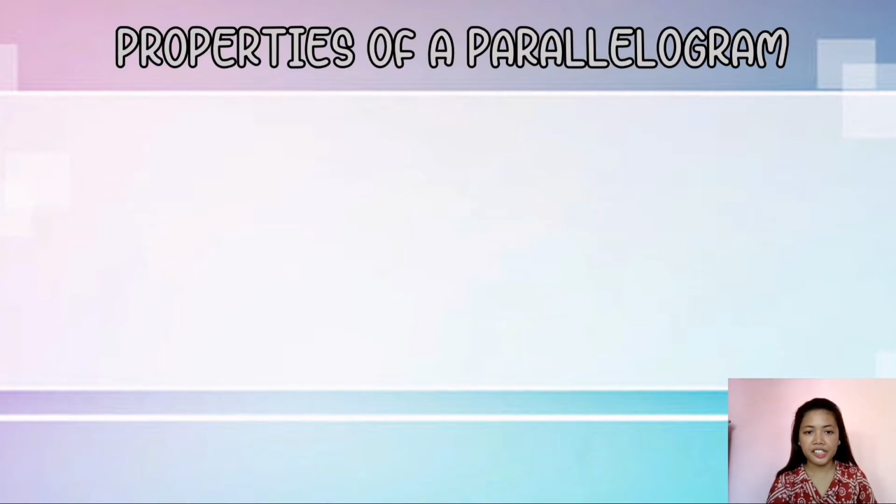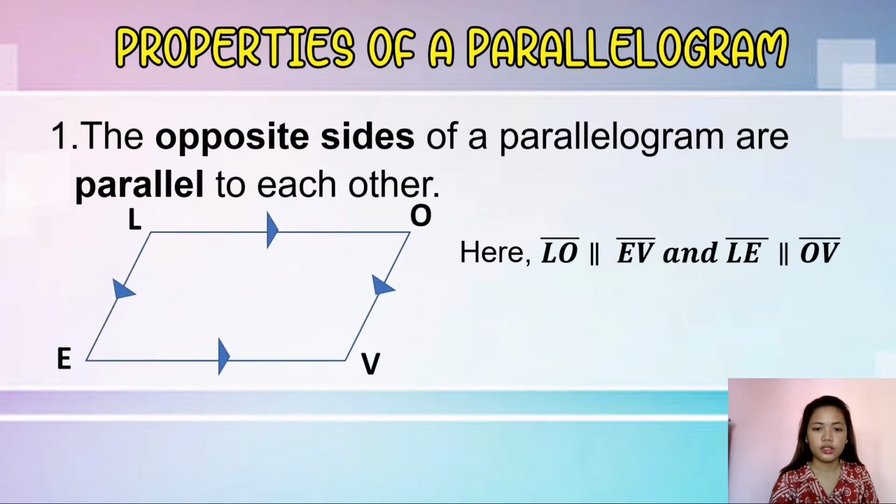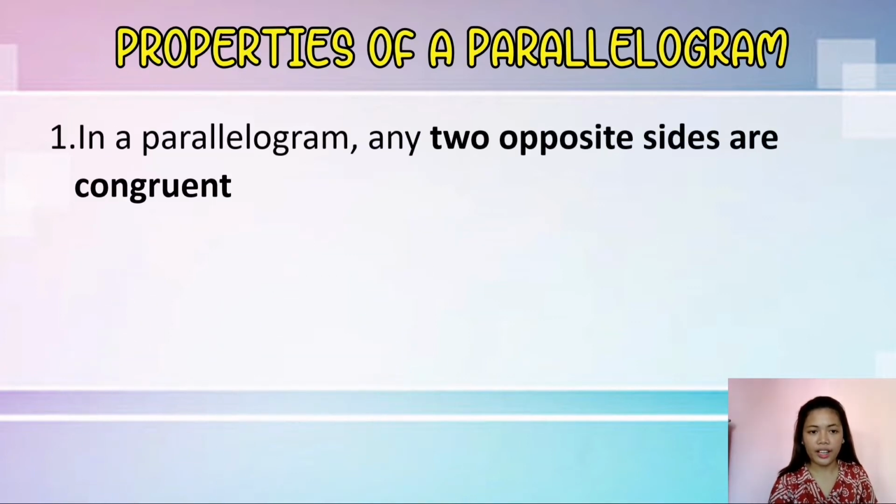So let's have the first property of a parallelogram. What is the first condition for a quadrilateral to be considered a parallelogram? First, the opposite sides of a parallelogram are parallel to each other. Actually, this is what we discussed earlier, which is taken only from its meaning or definition. Second, in a parallelogram, any two opposite sides are congruent.